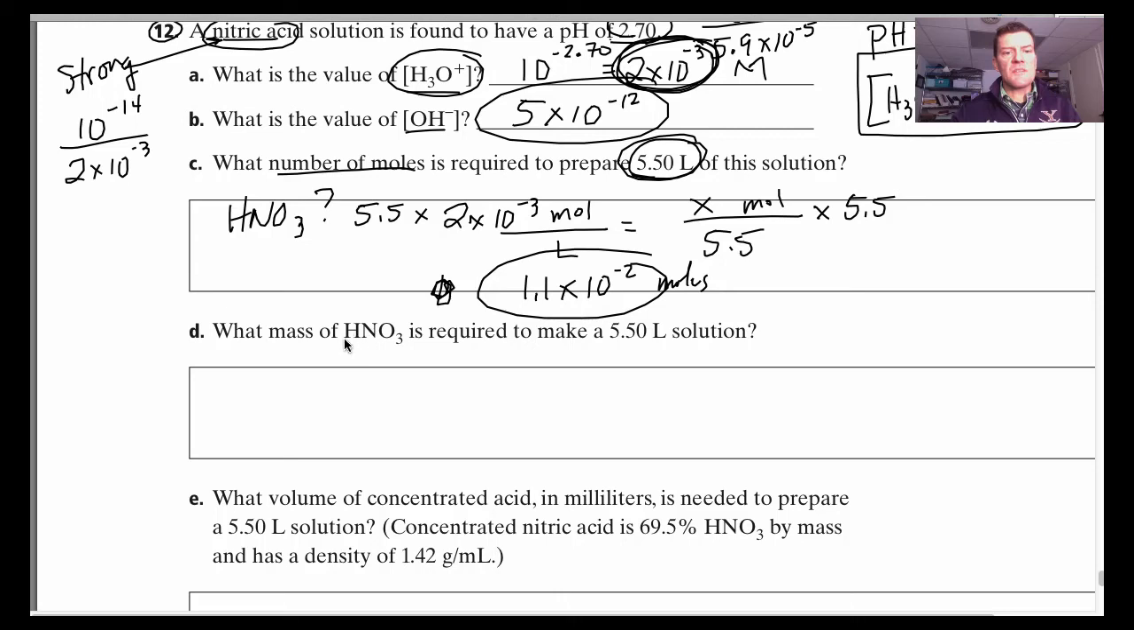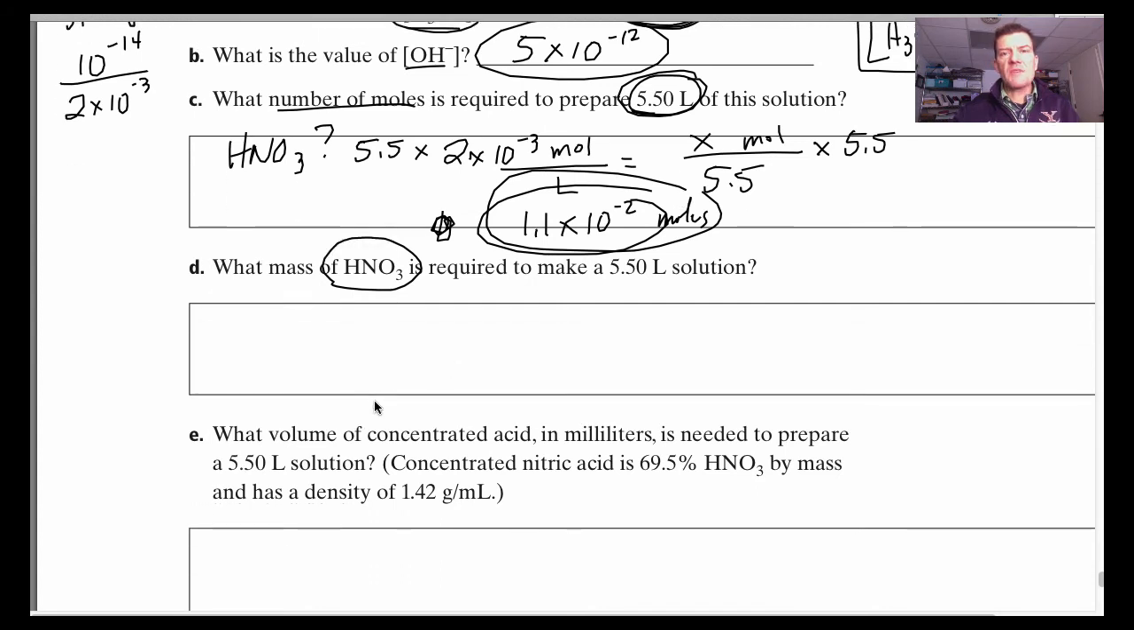Alright, and then it says, what is the mass? Okay, what is the mass of this required to make that? So here we have moles. And if we want to find mass, we have to multiply by the molar mass. So I have to find the molar mass of HNO3. Well, hydrogen is a 1. Nitrogen, if you look on the periodic table, is 14. 3 oxygens, 3 times 16. So 3 times 16 is 48, 49, 63, if I did that right, grams per mole.